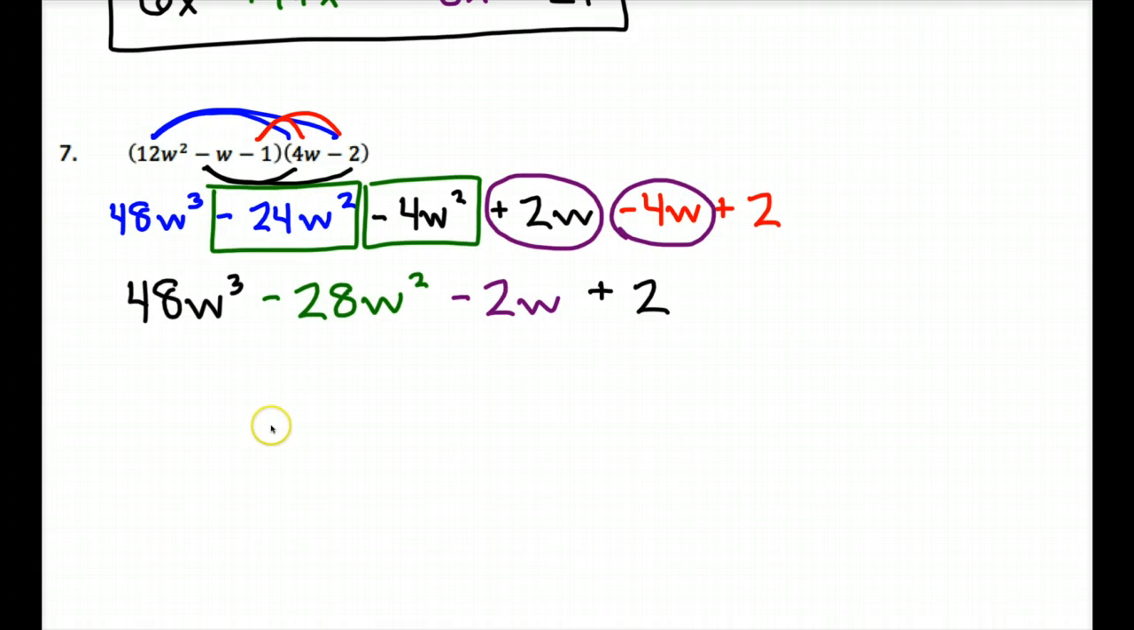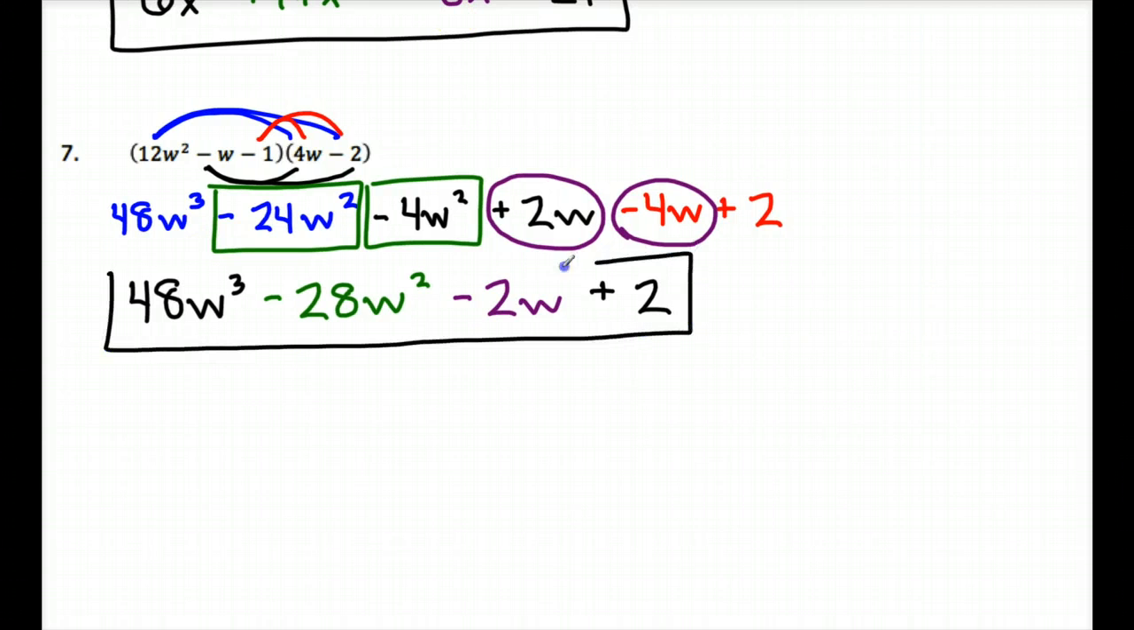So for this last one here, I distributed 12w squared first twice. If you did that correctly, you should have gotten 48w cubed minus 24w squared. Then you're distributing your negative w. That gives you negative 4w squared plus 2w. And then finally your negative 1 gives you negative 4w plus 2. You combine your like terms, you end up getting a negative 28w squared, and then a minus 2w in the middle, 48w cubed, and positive 2 come down just like they are, and this should be your final answer.